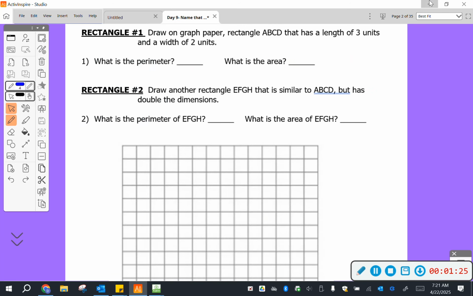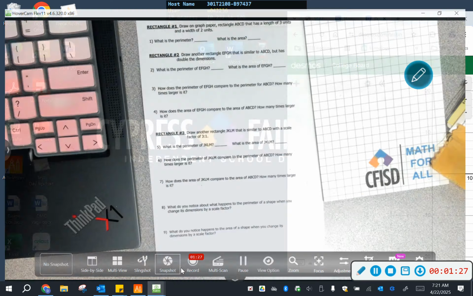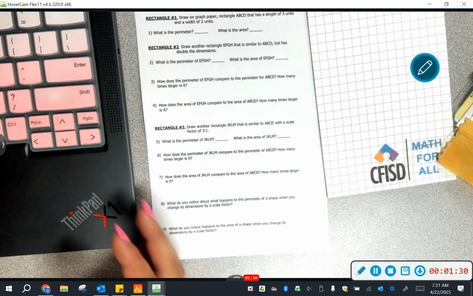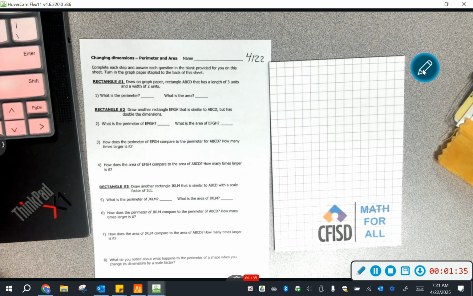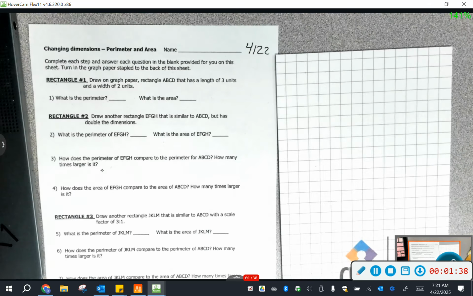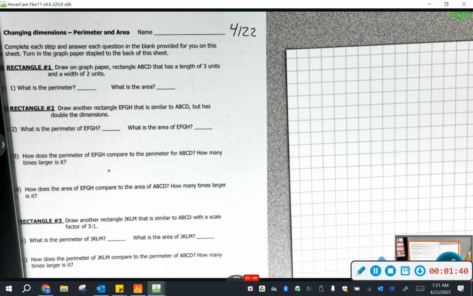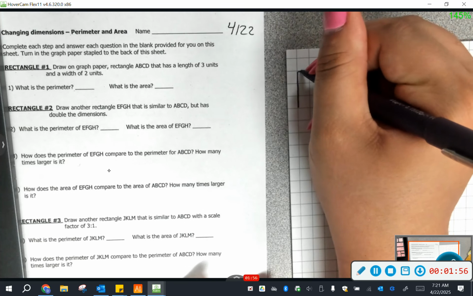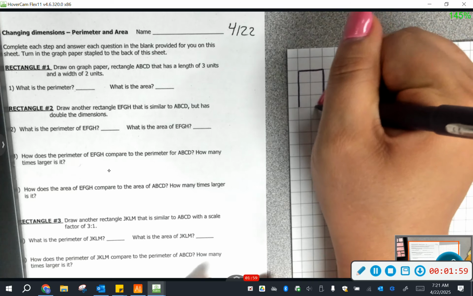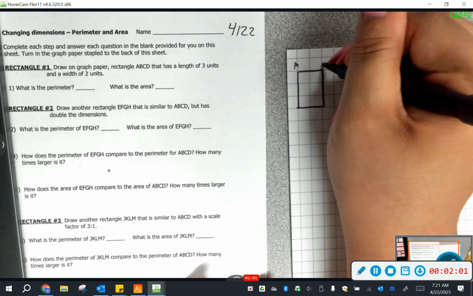So, on your paper right here, we are going to go through each step as a class with my graph paper. And we are going to figure out what happens when you multiply dimensions. So right here it says, on a graph paper, I'm going to do this part, you're going to write on the paper. On a graph paper, rectangle ABCD has a length of 3 units and 2 units wide. So I'm going to draw 1, 2, 3, and 2 units wide. Does everybody agree I just drew what it said?